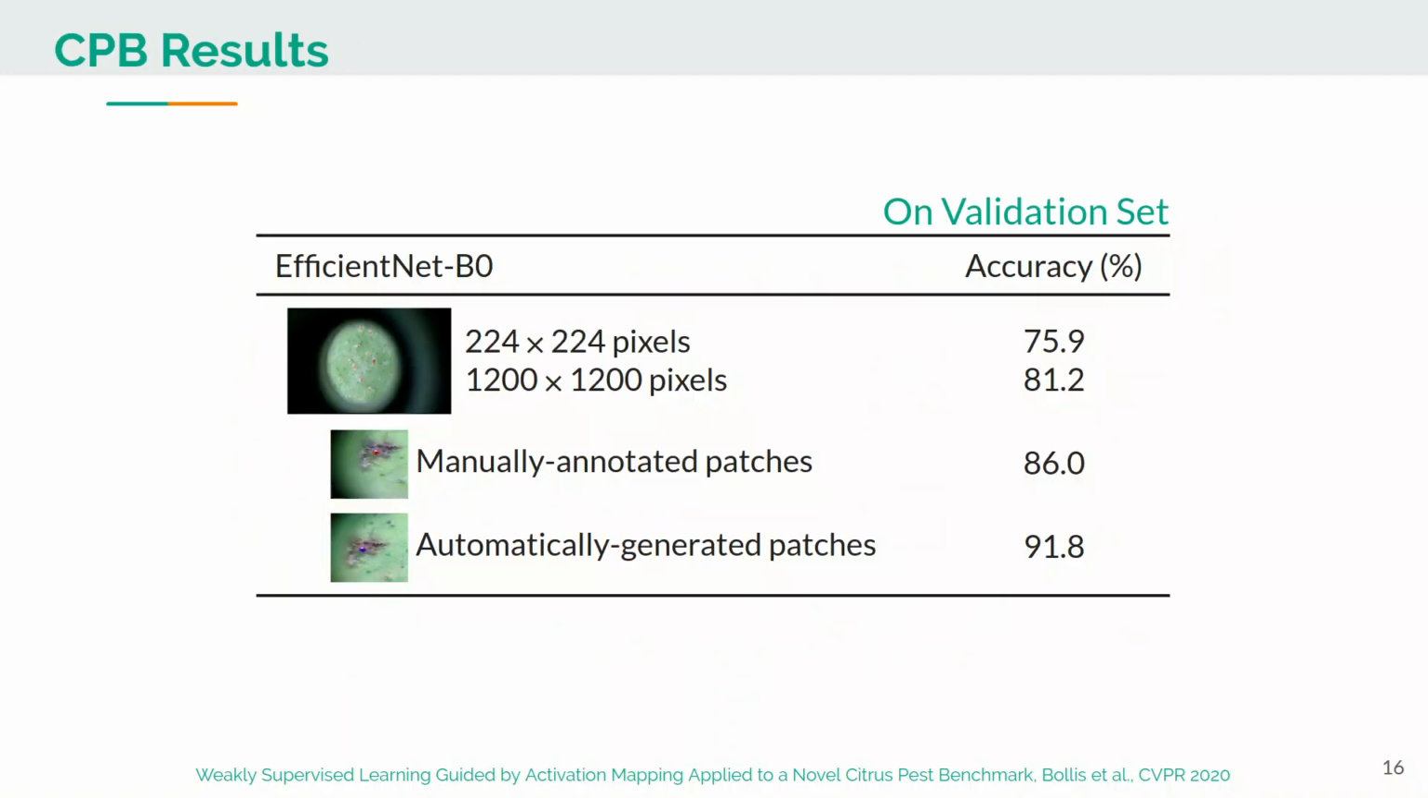For the CPB, we compared the empirical results for the binary task of mite classification, where the task was to decide whether or not the mites were in the images. As we can see, the results trained on the original image were worse than the patch-based results. Among the results for the patch-based approach, those produced automatically achieved the best performance.